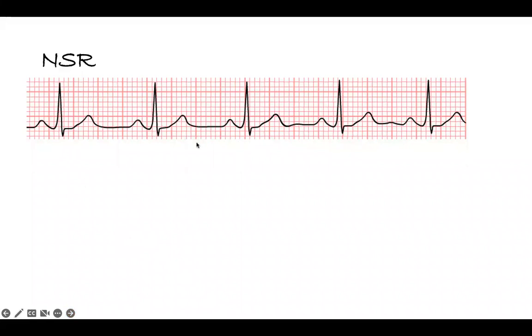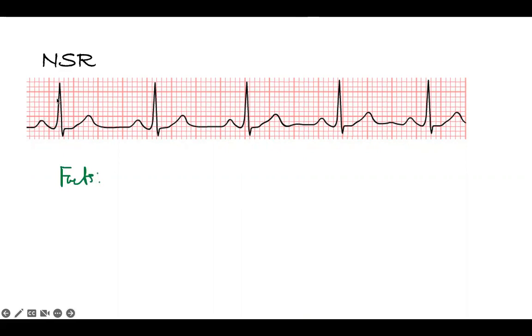EKG, there are basic facts about EKG. And so we start with this one, sinus rhythm. Okay, sinus rhythm is the basic one you can see. That means the EKG is normal. There are some facts about the EKG that you need to know before we look at it.